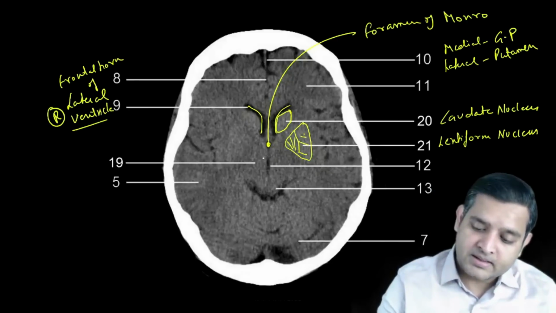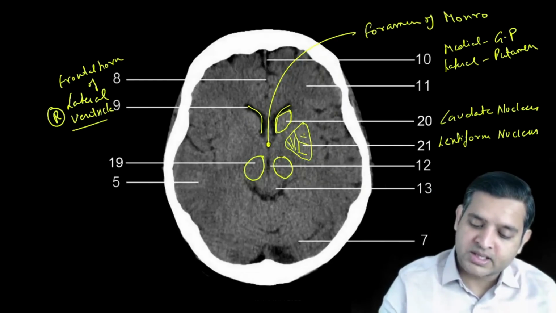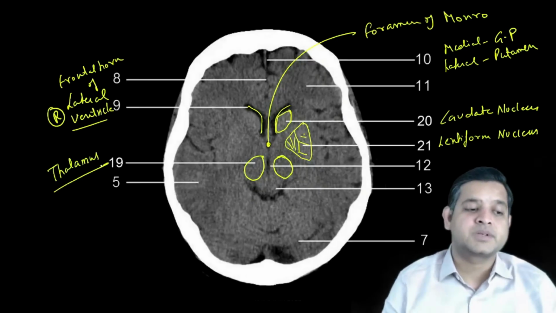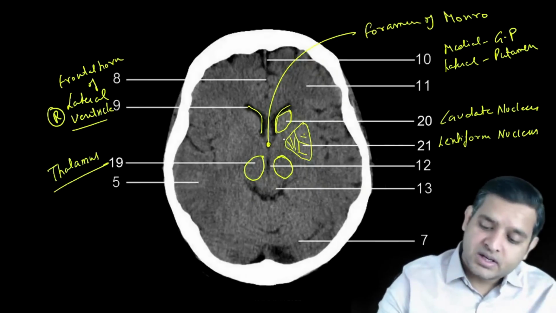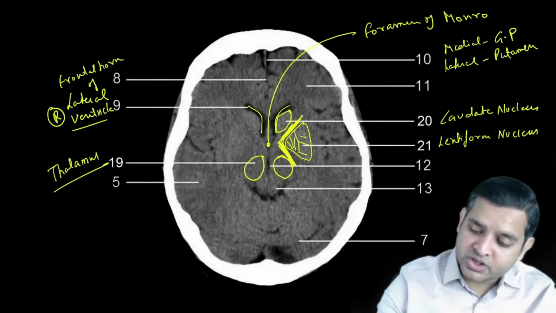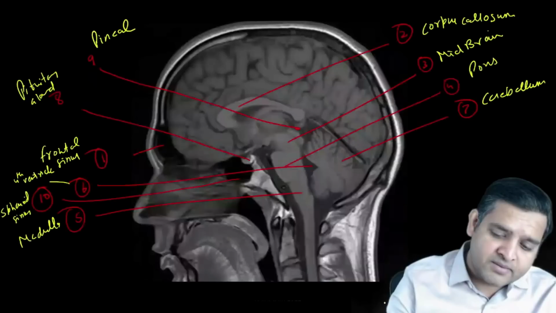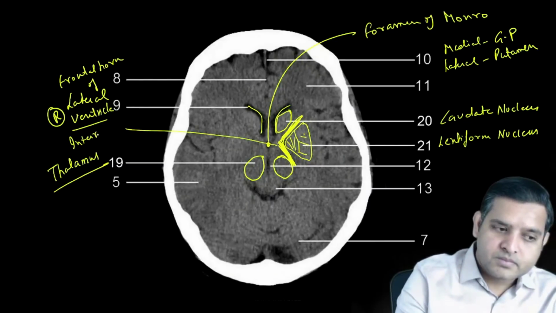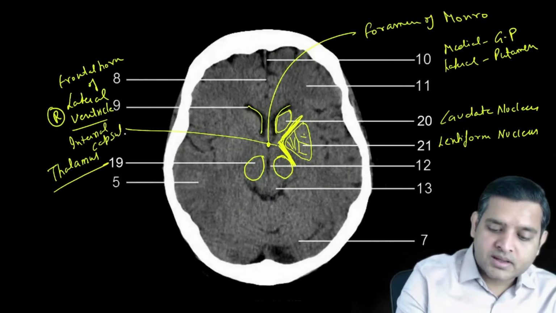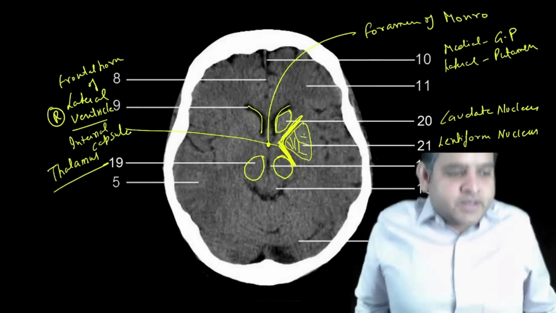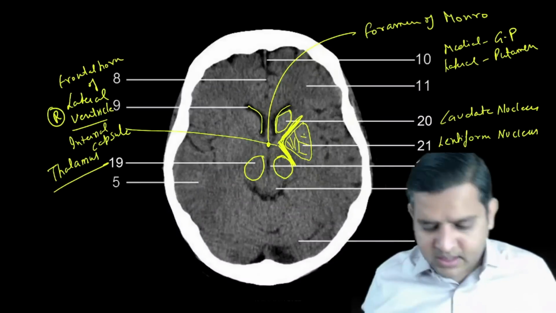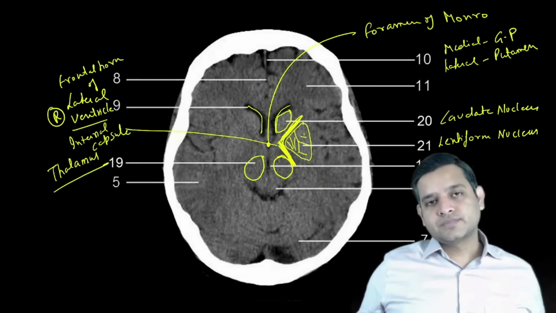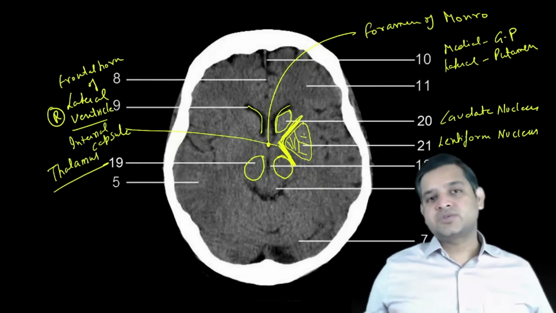And this oval shaped structure on either side of the midline is the thalamus. And if you see this, a bow shaped structure between them is a white matter tract. And what is that white matter tract that we have? Internal capsule. This white matter tract is nothing but the internal capsule. So these are some of the structures on a transverse section of the brain.